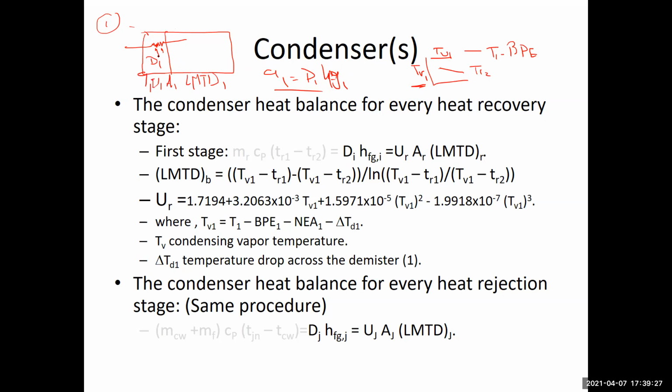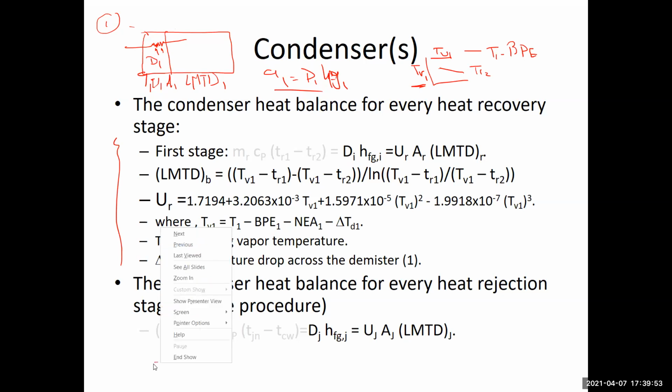Q1 also is M dot R Cp into delta T. So we can also get Q this way. So this is just an expression of what I just mentioned here of how to obtain the area here. The area of the heat recovery section is going to be the area of stage number 1 multiplied by the number of stages in the heat recovery section.